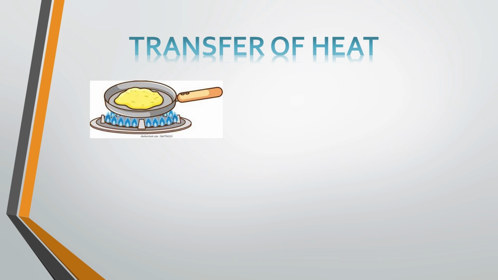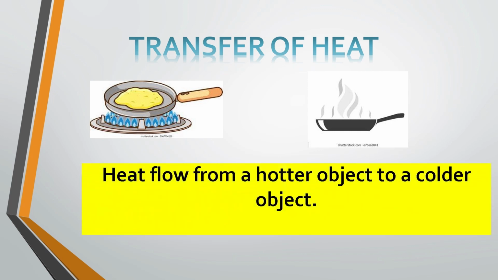Means where is the heat passing? To our utensil. That's why it is hot. And what happens when the pan is removed from the fire? It slowly cools down. So why does it cool down? From this experiment we come to know that heat is transferred from the pan to the surroundings, and we can understand that heat flows from a hotter object to a colder object.